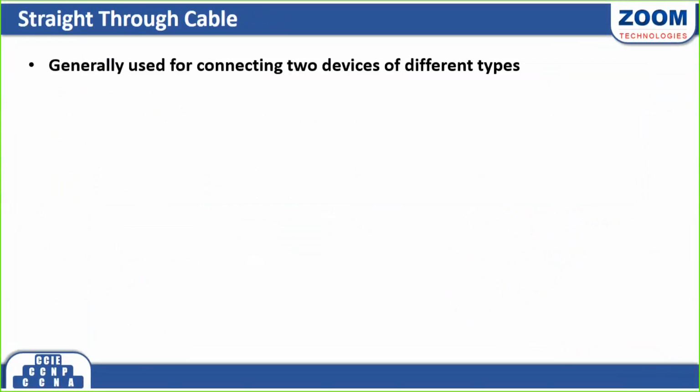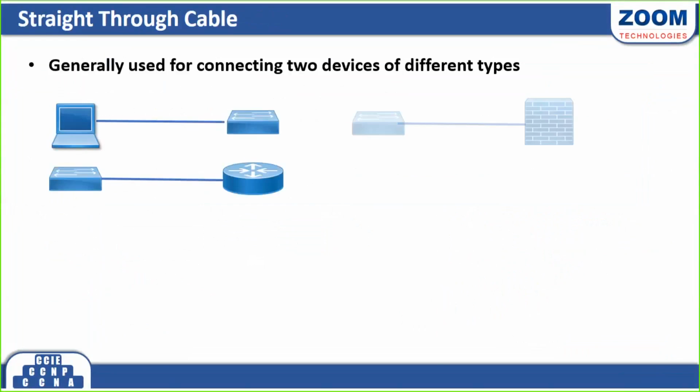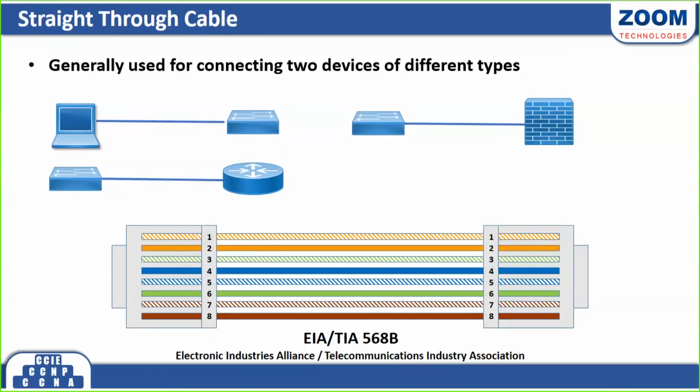Generally used for connecting devices of different types. Yes, this is the color coding: a combination of orange white, orange, green white, blue, blue white, green, brown white, brown. What are the colors in one end? In the other end also, the same colors are placed. In the first lead it is orange white, in the other end also orange white. Second is orange, it is orange. It is green white, here also green white. So whatever colors are used in one end, in the other end also the same, then we call it a straight cable.